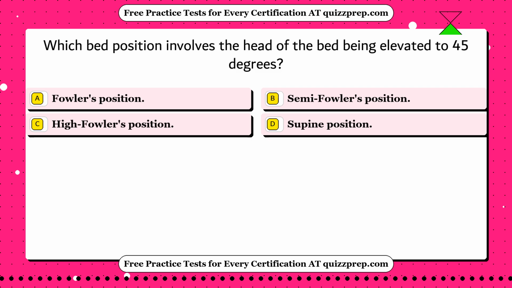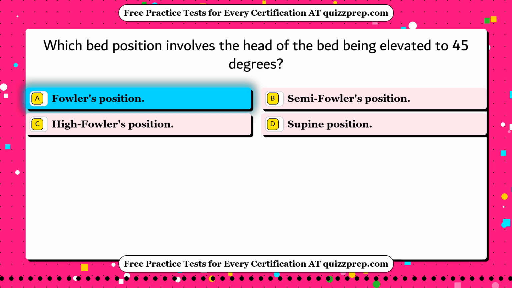Question 35. Which bed position involves the head of the bed being elevated to 45 degrees? Option A, Fowler's position. Option B, semi-Fowler's position. Option C, high Fowler's position. Option D, supine position.